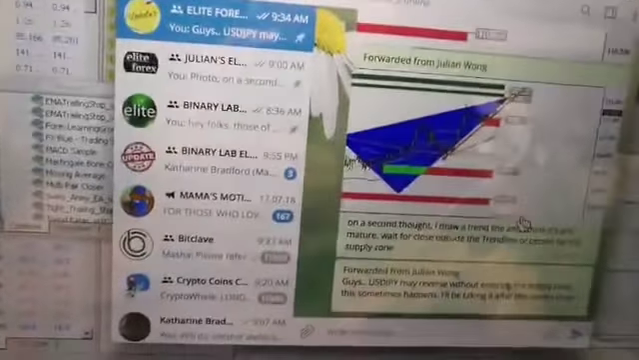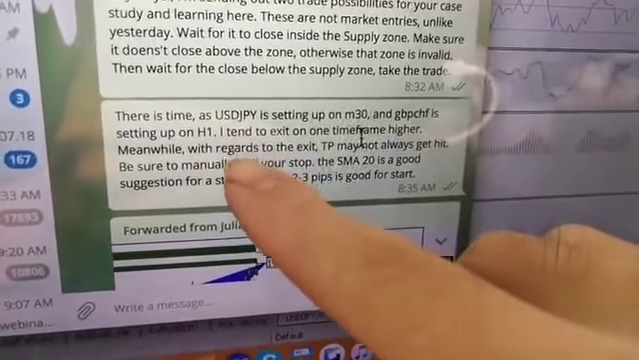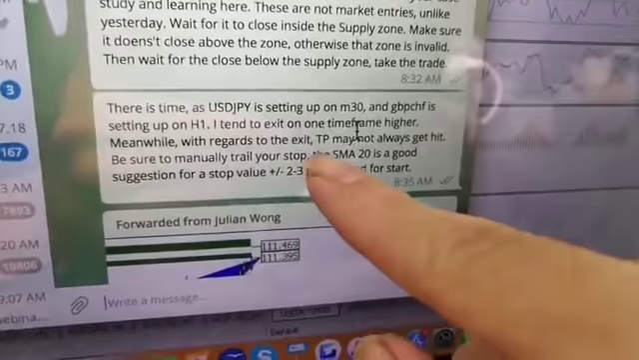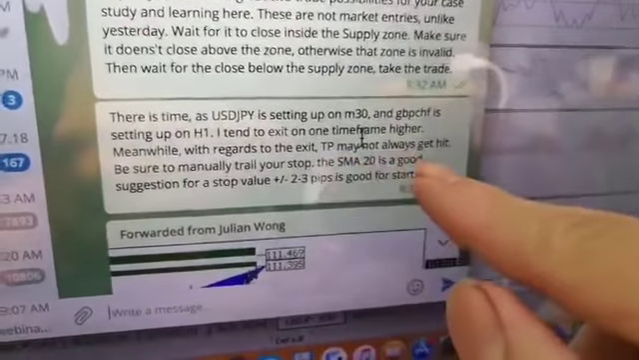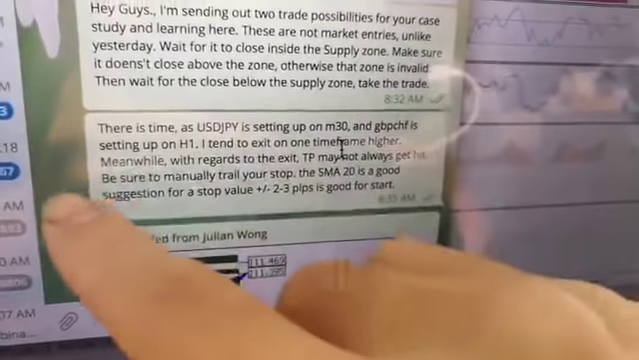And I think if you're looking to learn how to do this very well on your own accounts, this is a good way to start out. Trade management is all discussed. For instance, I also mentioned over here, with regards to the exit, that the take profit may not always get hit. That's very important that you know. And for instance, over here, be sure to manually trade your stop.